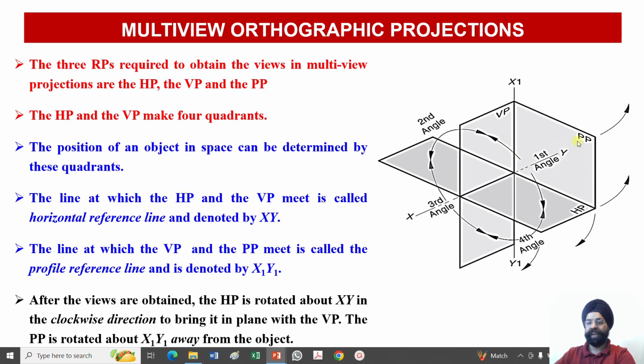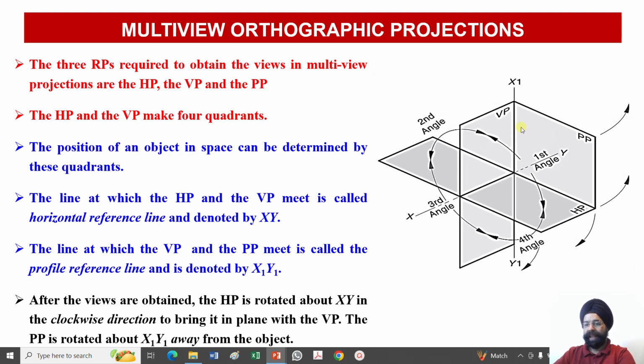Now here you can see what are the projections which are obtained on the profile plane when I am going to look at this object from the side. If I am looking at the object from the side, I obtain projections over here which are called left side projections or right side projections. But again, they are perpendicular to the projections which were obtained on the vertical plane. But I have to draw all the three projections on the same piece of paper or in a single plane.